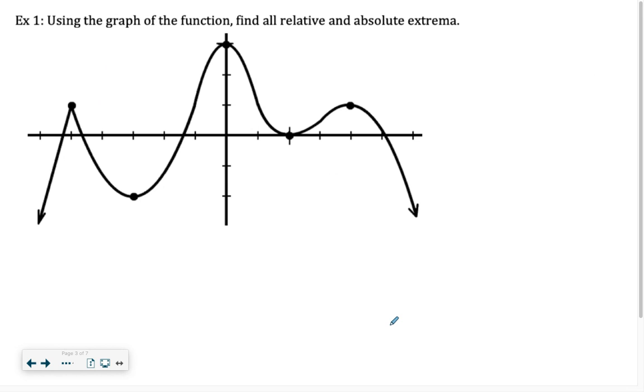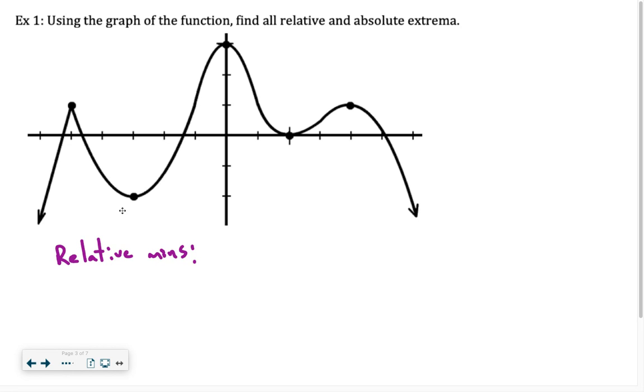Okay, so we want to find all relative and absolute mins and maxes. Okay, extrema or extremum is just another word for mins and maxes. So let's list them out here. Okay, so my relative mins.